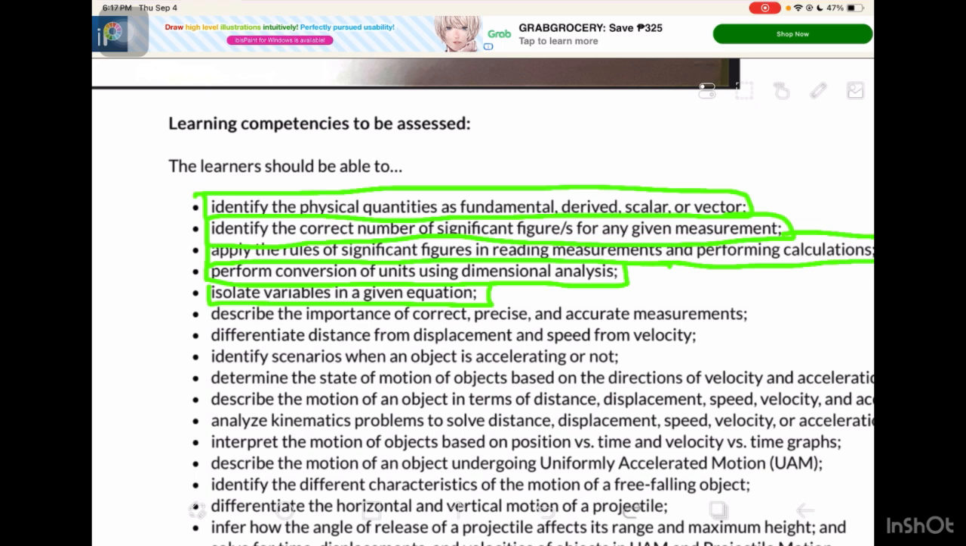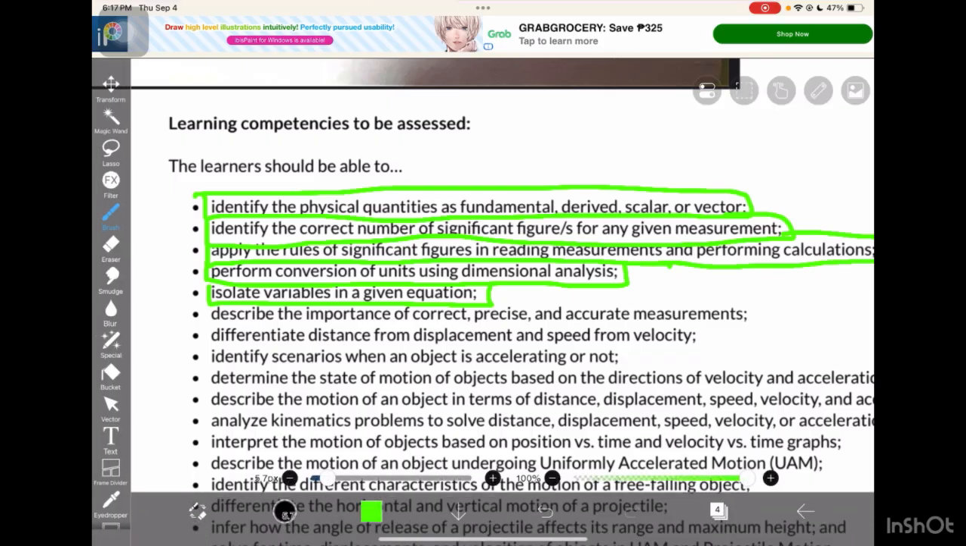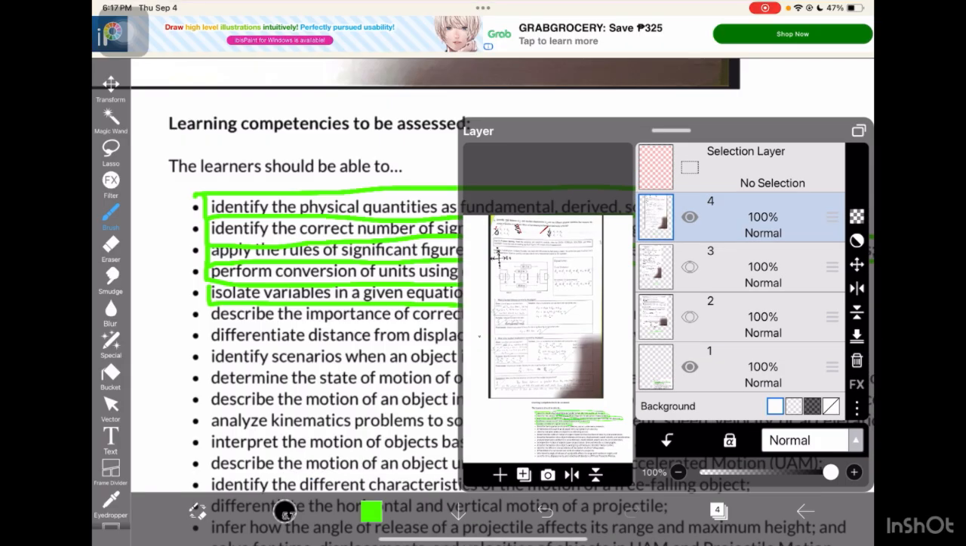So remember that in physics, even just the tiniest bit of imperfection can really throw off your answer. So that's why the importance of precise and accurate measurements is just to give us the peace of mind that we know that everything is calculated, everything is derived properly, and everything will go to plan. And that right there is already Unit 1.